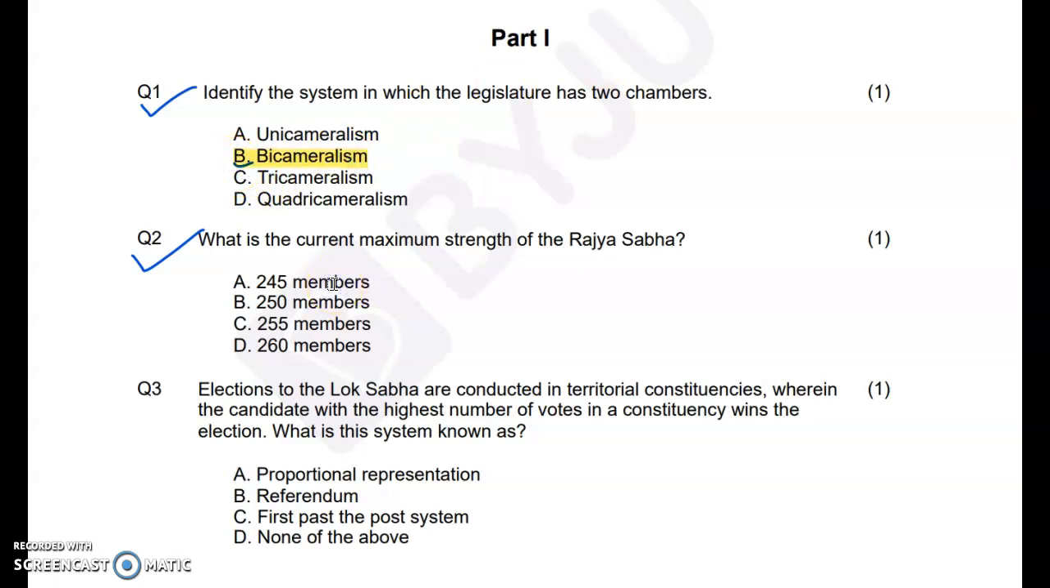Moving on to question number 2. What is the current maximum strength of the Rajya Sabha? A. 245 members, B. 250 members, C. 255 members, or D. 260 members. Pause the video, try to answer this question. Answer is A. 245 members. The maximum strength of the Rajya Sabha is 250 members. However, the current strength of the Rajya Sabha is 245 members. So you should be clear with the maximum strength and the current strength.